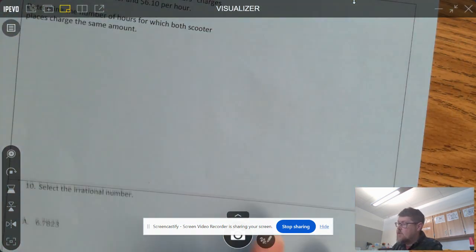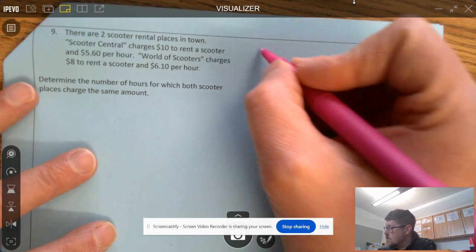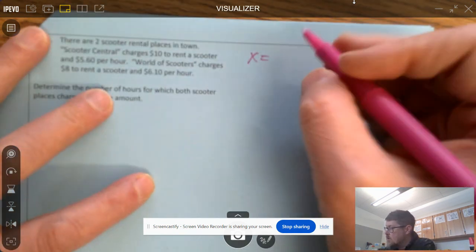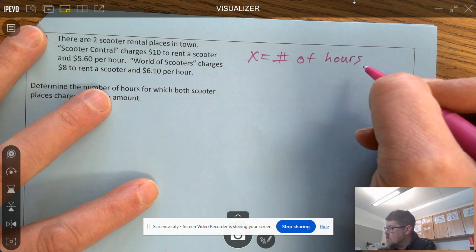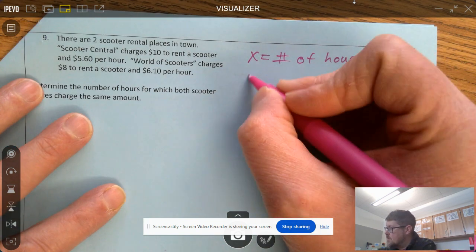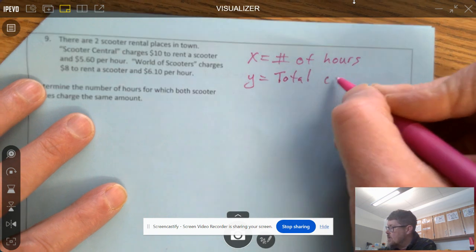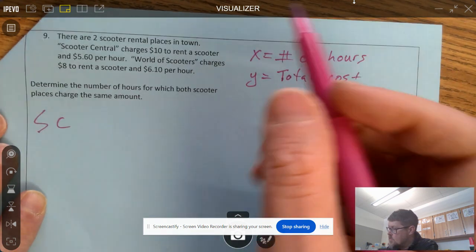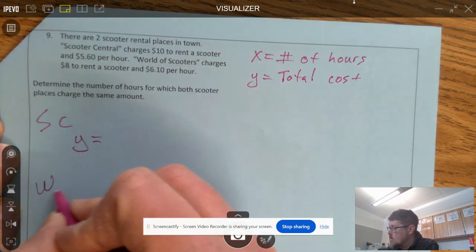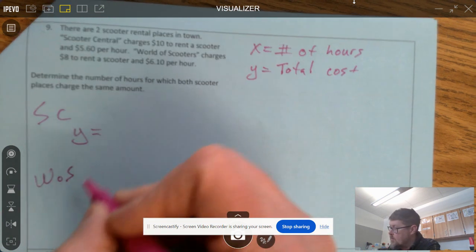All right, number 9, we have 2 scooter rental places in town. Scooter Central charging $10 to rent a scooter and $5.60 per hour. And we got World of Scooters with $8 to rent and then $6.10 per hour. So I'm going to define my variables as X being the number of hours, Y being the total cost. So for Scooter Central and World of Scooters, they're both going to be Y equals.